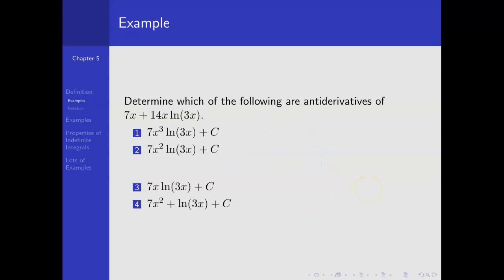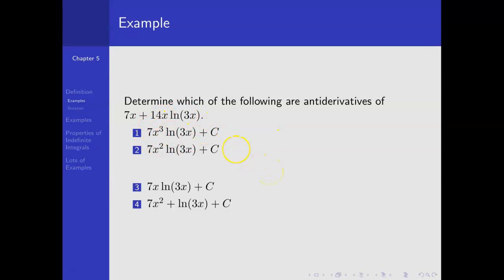And I think our last one of these types of examples, we're going to look at possible antiderivatives for 7x plus 14x natural log of 3x. And remember that for that 14x natural log of 3x, or any terms that are products like that, we need to use the product rule.